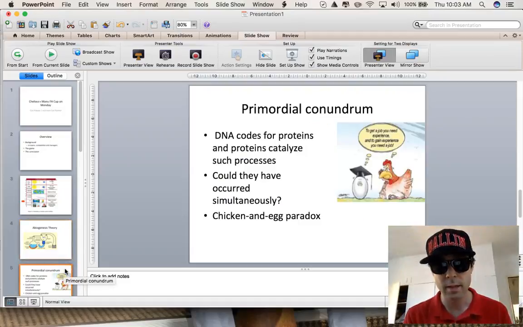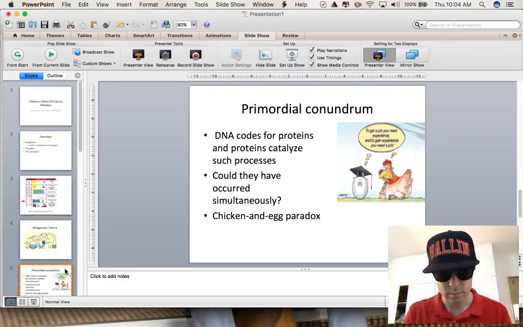The next slide is primordial conundrum. The primordial conundrum says that DNA codes for proteins and proteins code for such processes. Could they have occurred simultaneously? Probably not. It's a chicken and egg paradox.